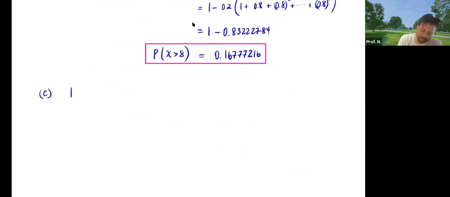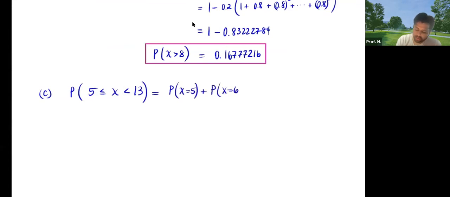Part C says the probability of 5 less than or equal to x less than 13. No problem. What does this represent? This represents the PMF, right? When x equals 5, pardon me, when x equals 6, all the way when x equals 12.